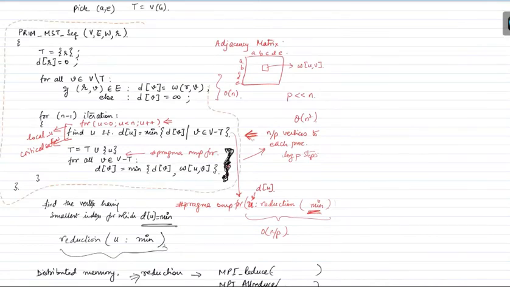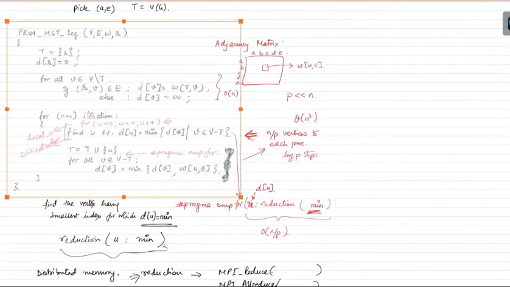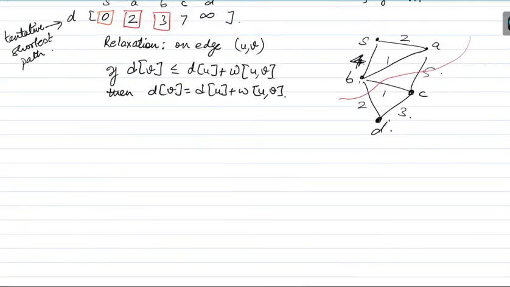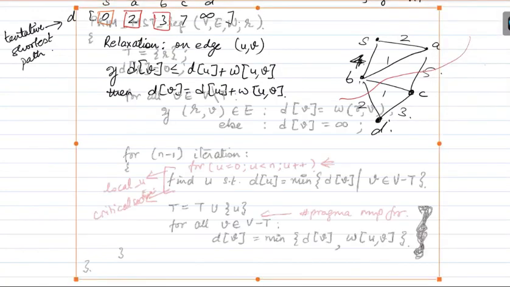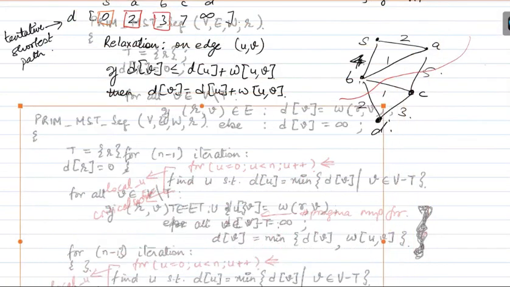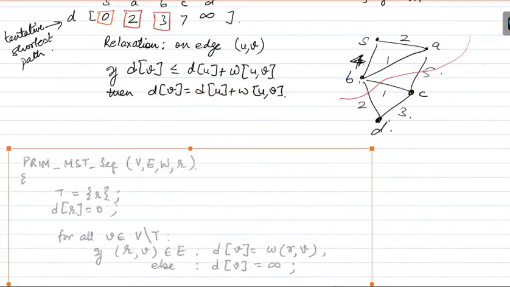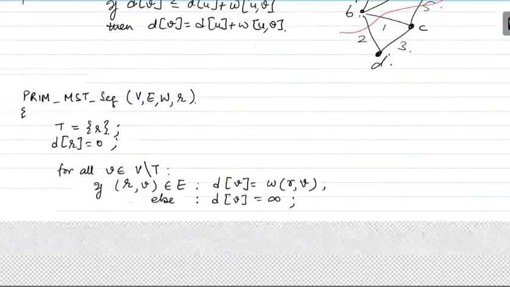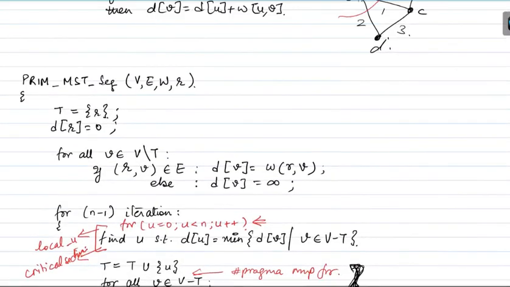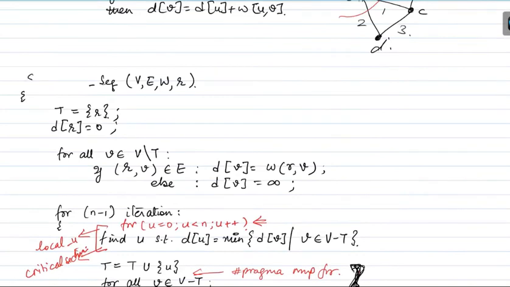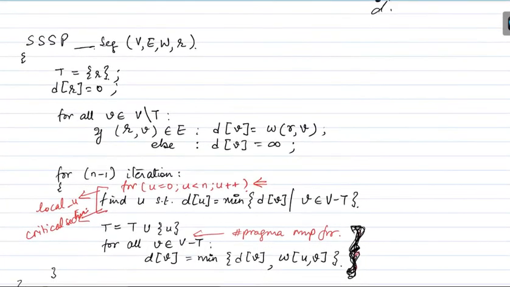This was Prim's algorithm from last time. I'm going to paste it here. All right, and I'll rename this. So this is going to be my SSSP sequential. Now, what do I have to change over here? It's exactly the same. I recall what was there, right?